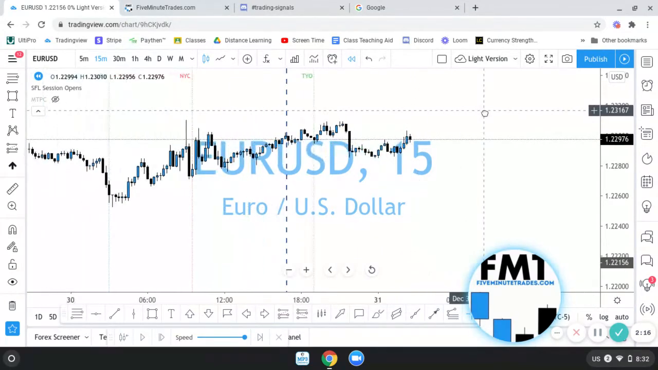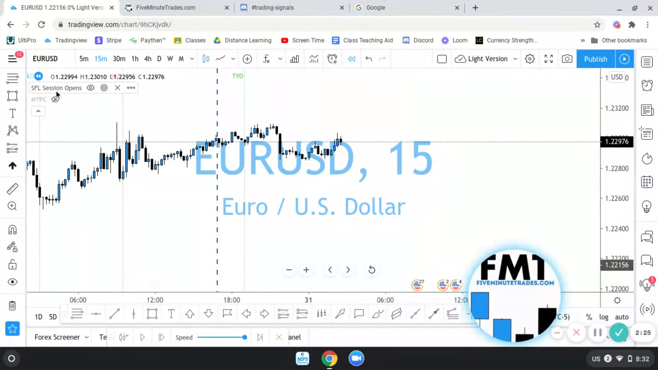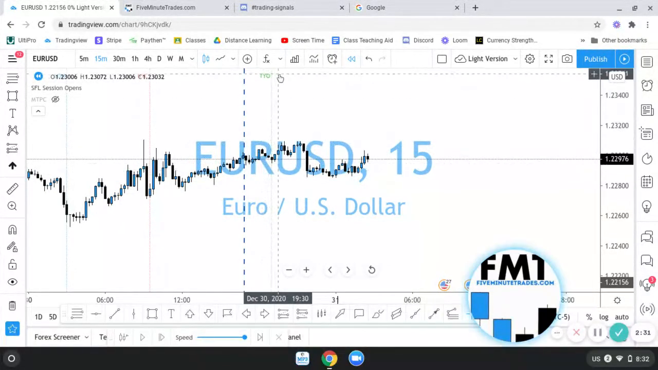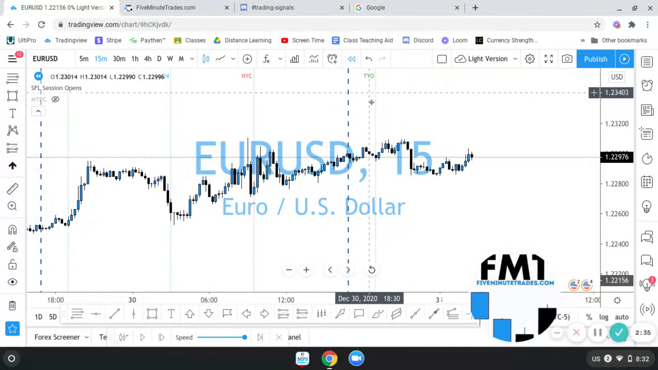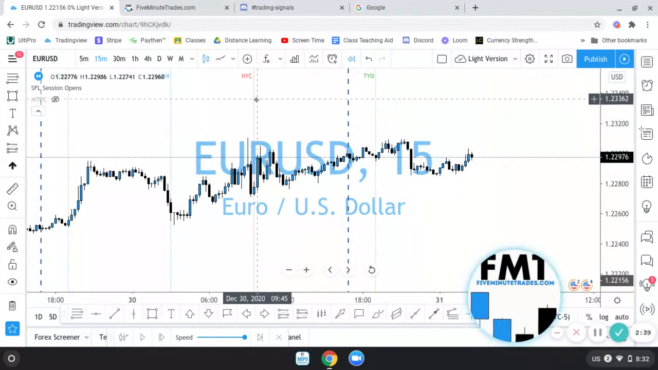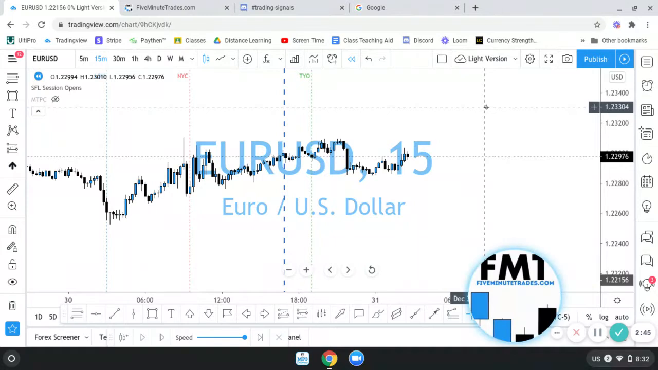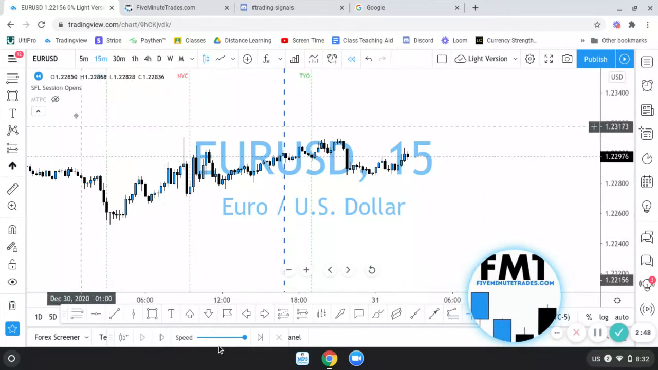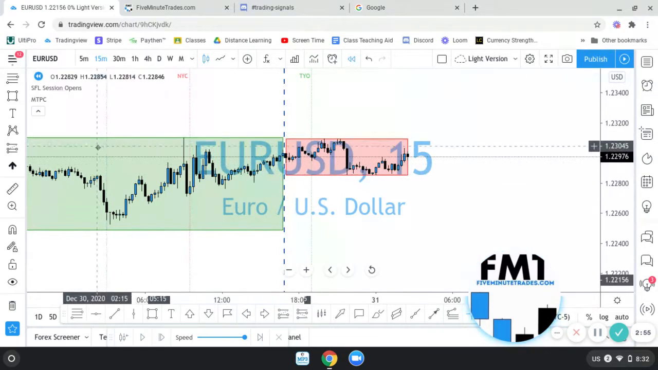Speaking of removing all the noise, you notice I have a clean chart here. I don't use any indicators. I have a couple of tools, like this SFL session opens, that just lets me know which candle opened which session. So for example, Tokyo started on this candle, then New York, London. And this is another cool tool that I like to use. It's called MTPC. It kind of highlights the different time zones.